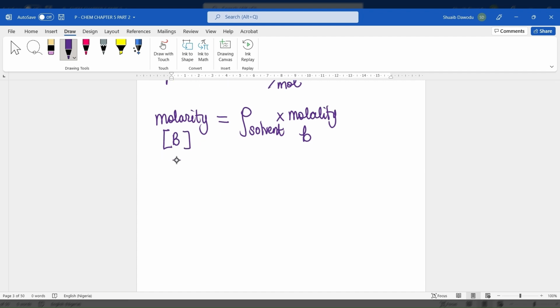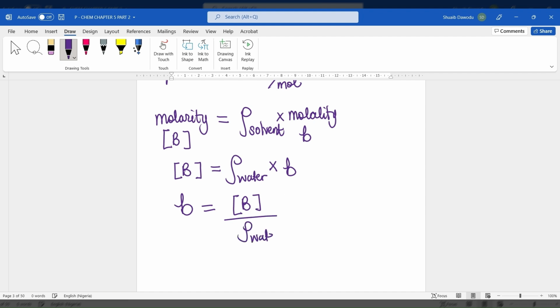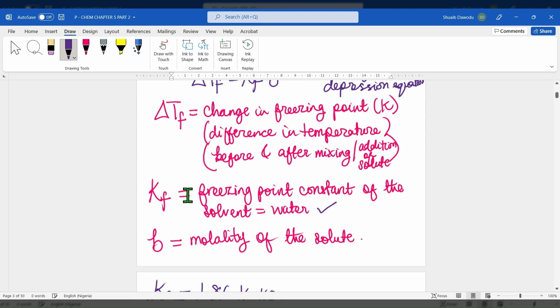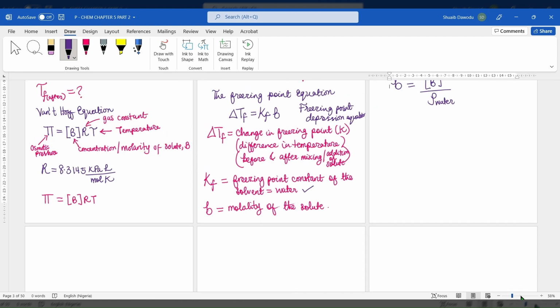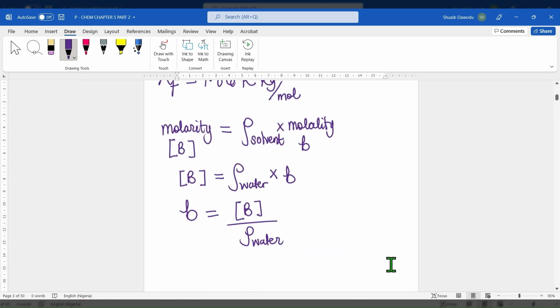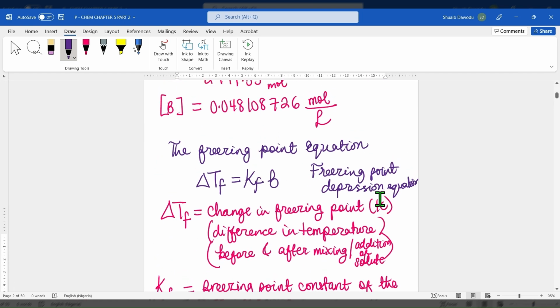So rewriting this, we have the concentration of solute B is equal to the density of water multiplied by the molality of the particular solute. So of course, we're trying to determine what B is. So B is simply going to be the molarity of the solute divided by the density of water. So we can just simply substitute that in this equation here.